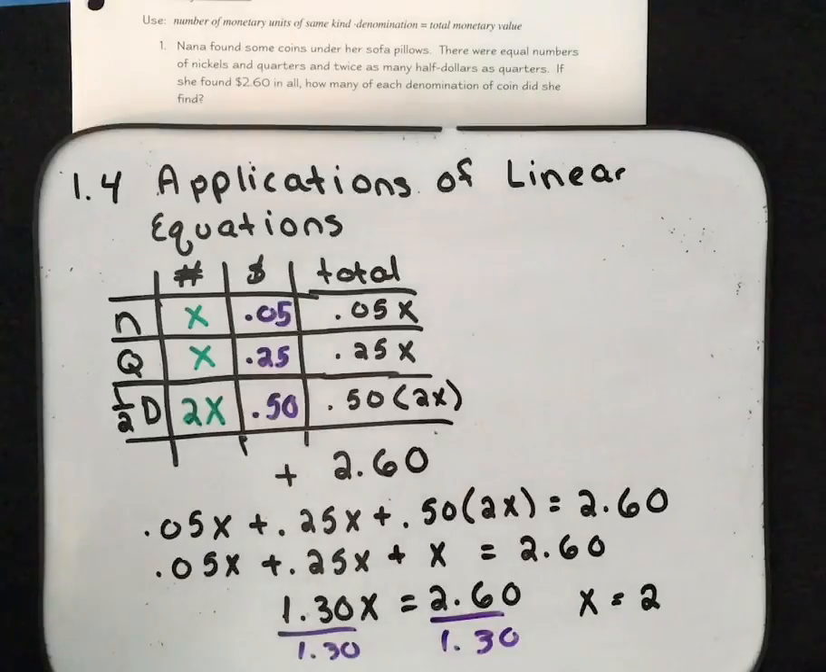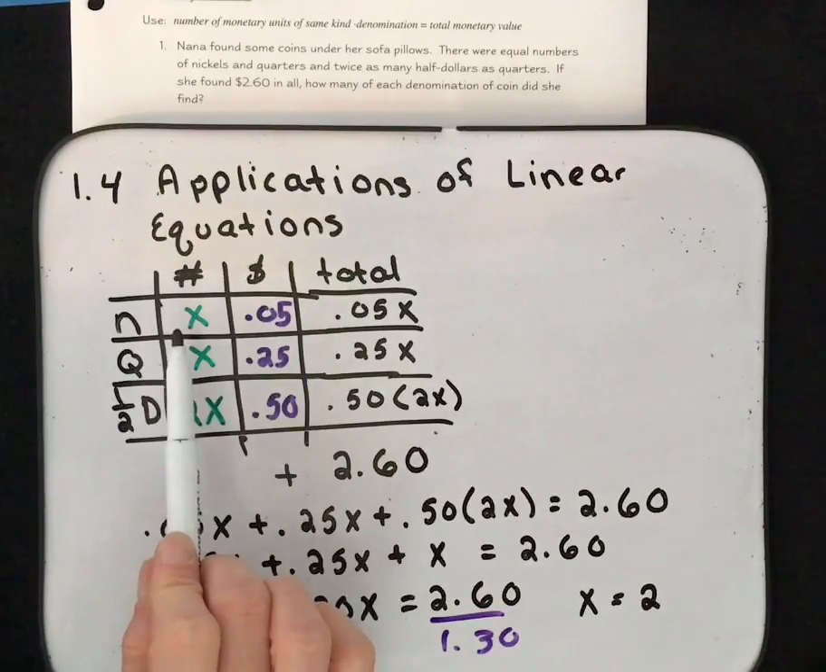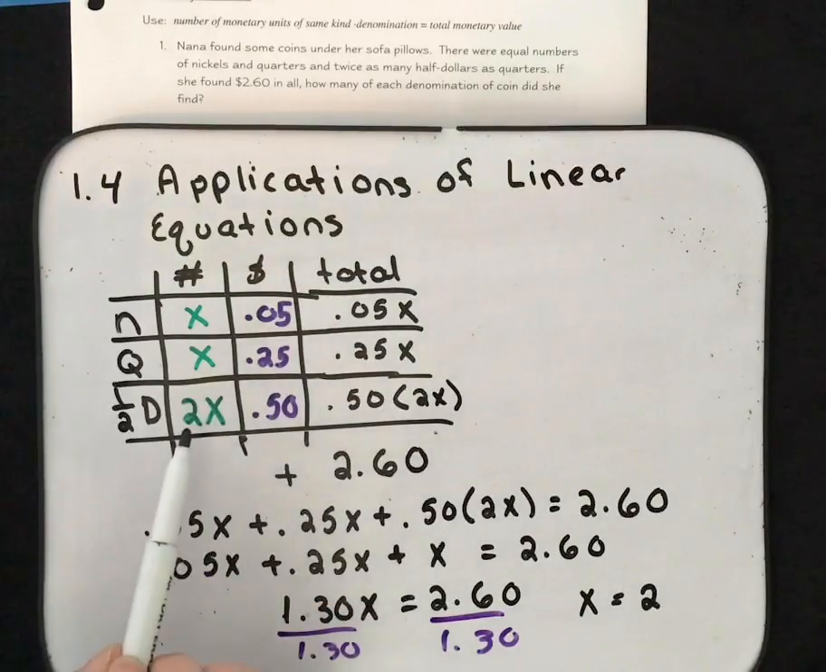2. So what does that mean? Well, we assigned our variable of x to the numbers of nickels and quarters. So that means that she has 2 nickels, 2 quarters, and 2 times 2 would be 4 half-dollars.